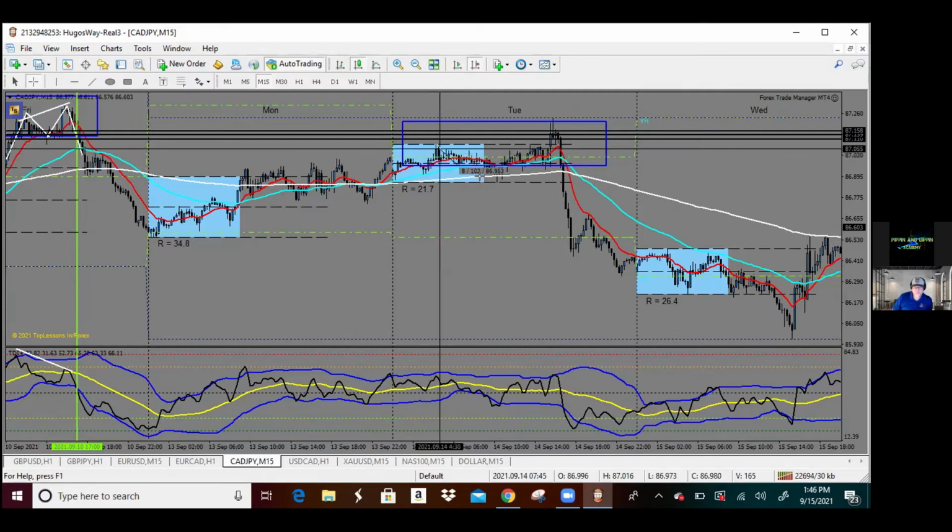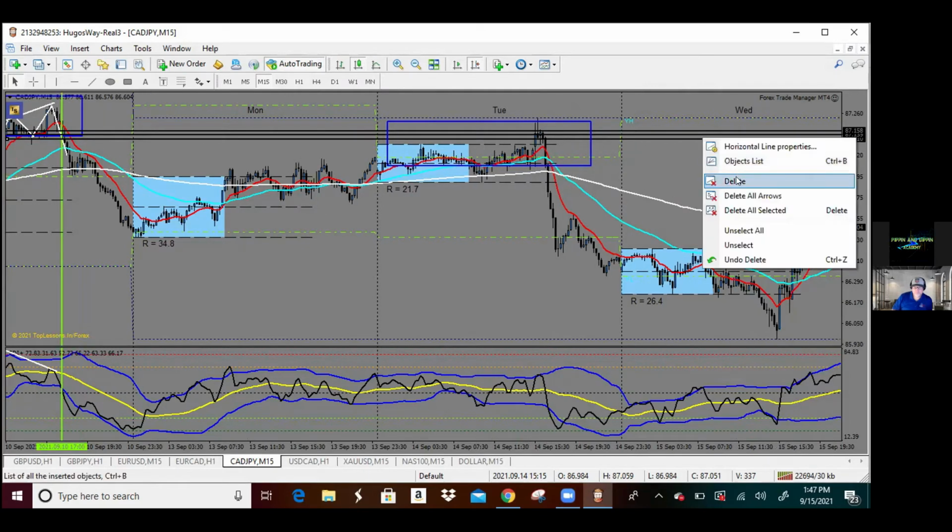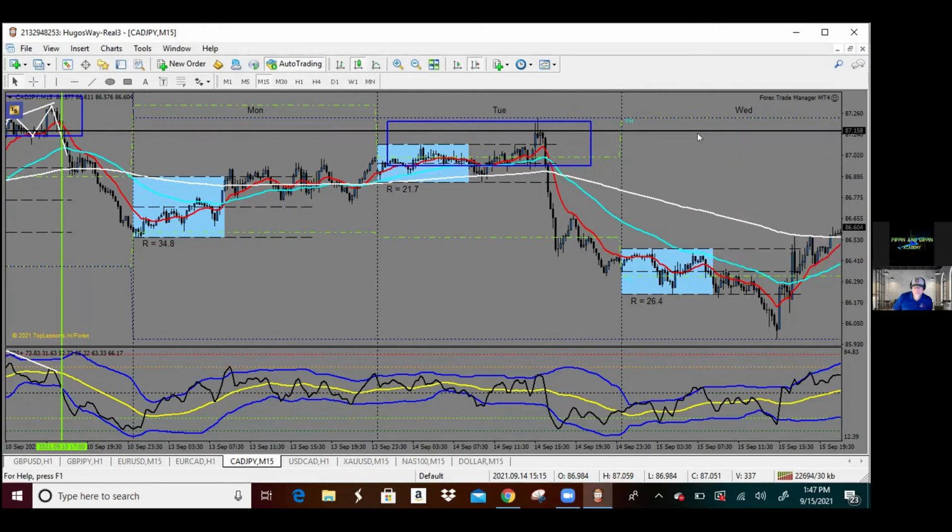We came down out of Asian, made a low. This whole move, you can see right here, this big candle, that was news. That was core CPI news. You're probably like, well, that's USD news, Hunter. I'm like, yep, it sure is. The US dollar is the big dog, guys. It affects all currencies when the news happens.